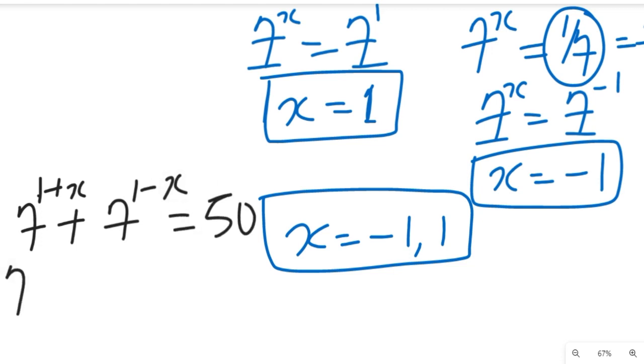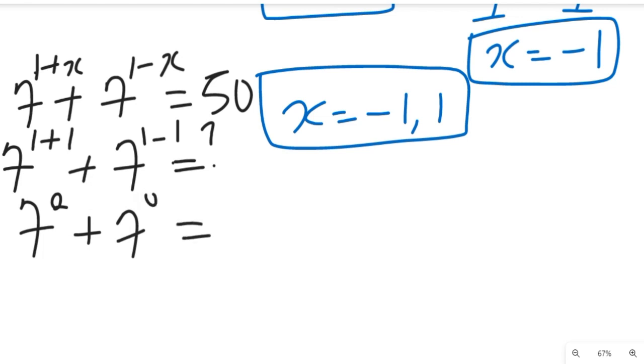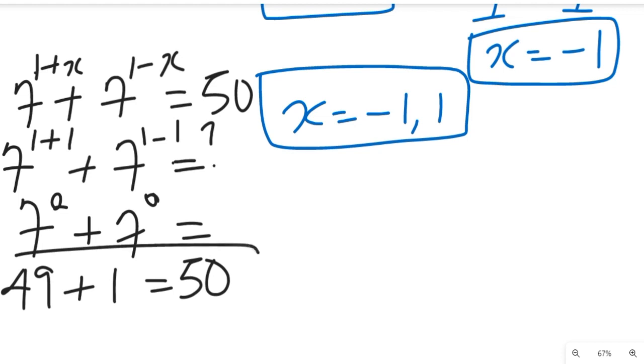So we'll have 7 to the power of 1 plus the initial value of x, which is 1, plus 7 to the power of 1 minus 1. That will give us what? If we simplify that, this will give us 7 to the power of 2 plus 7 to the power of 0, equal to 49 plus 1, since anything raised to power 0 is 1. So this will give us 50.